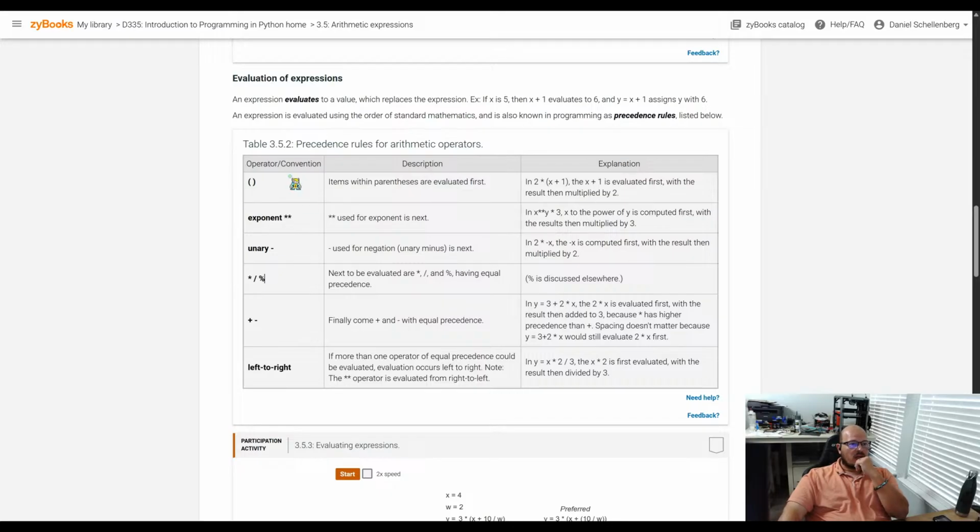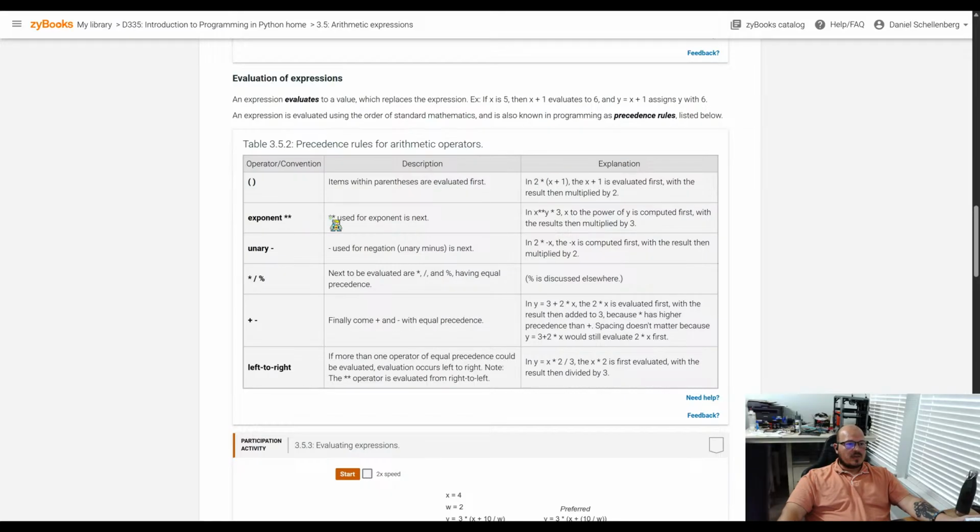So the items within parentheses, that's what they're called. Sorry, I just realized I didn't know what it was called. All right, items within parentheses are evaluated first. So here it gives an example. In 2 times x plus 1, the x plus 1 is evaluated first with the result then multiplied by 2 times whatever this answer is.